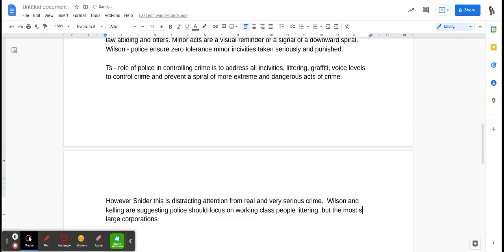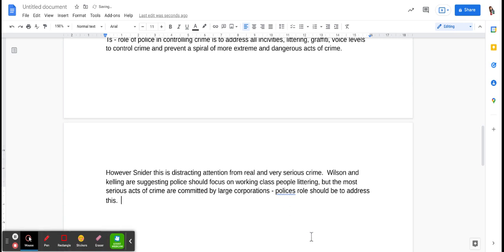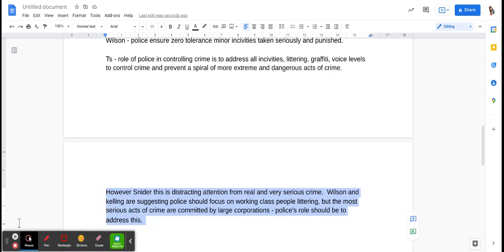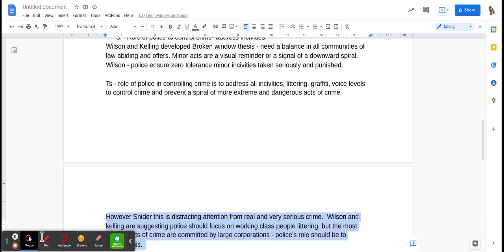But the most serious acts of crime, now you might see how you remember her, are committed by large corporations. And the police's role should be to address this. I mean, I hate littering. Like it's not good. It really agitates me. However, if I was going to pick between a person littering versus tax evasion, tax avoidance, the destruction of the environment, unnecessary sugar and fat added to product, the most serious acts of crime are committed by large corporations, and the police's role should be addressing this, not looking at littering, to be quite frank. So that's how I've used her and kind of forced her into the debate, really. I was quite tricky with that one, I felt.